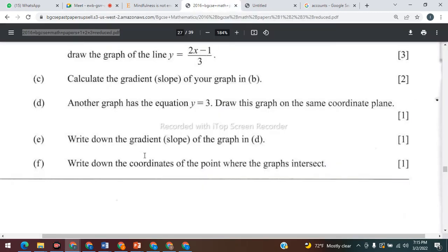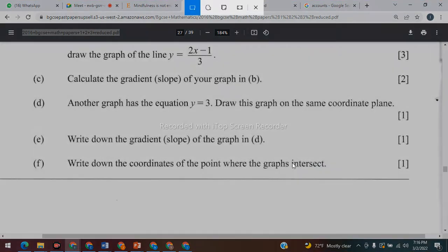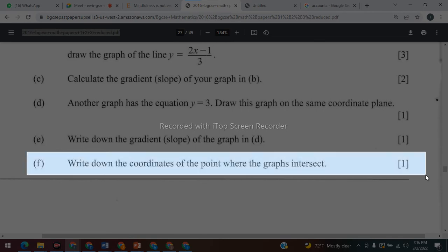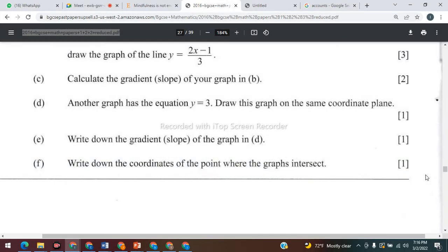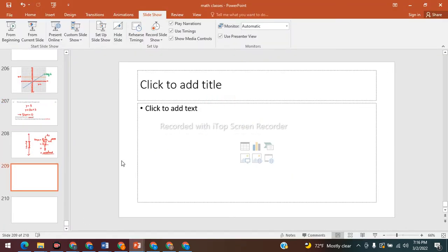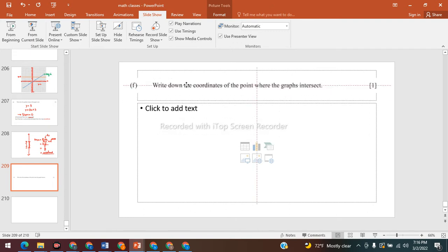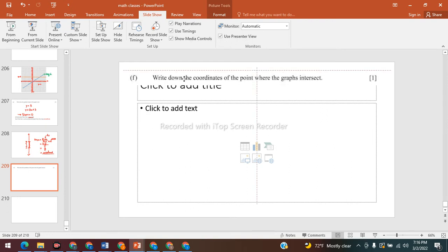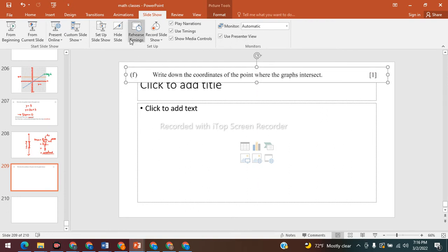Okay, so here, write down the coordinates of the point where the graphs intersect. When we say intersect, what do we mean? Where the graphs cross over, meet, or touch. Okay, so we want the coordinates where the graphs intersect. Which graphs are we talking about?